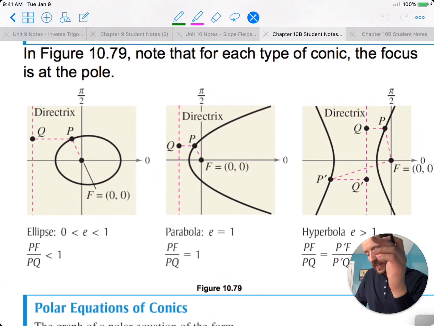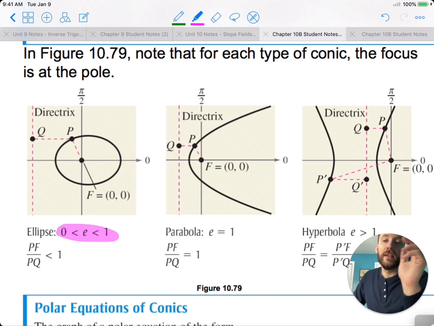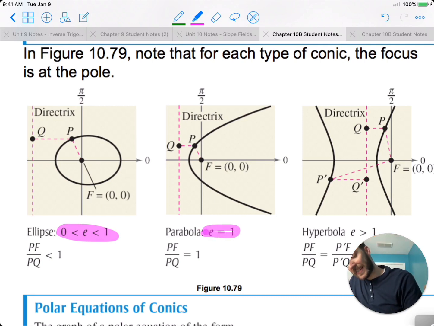The eccentricity for an ellipse is between 0 and 1. The eccentricity is the ratio of a point from the ellipse to the focus and then the point to the directrix. For a parabola, that eccentricity equals 1. From the point to the focus and the point to the directrix, those are the same. Parabolas are very balanced in that regard.